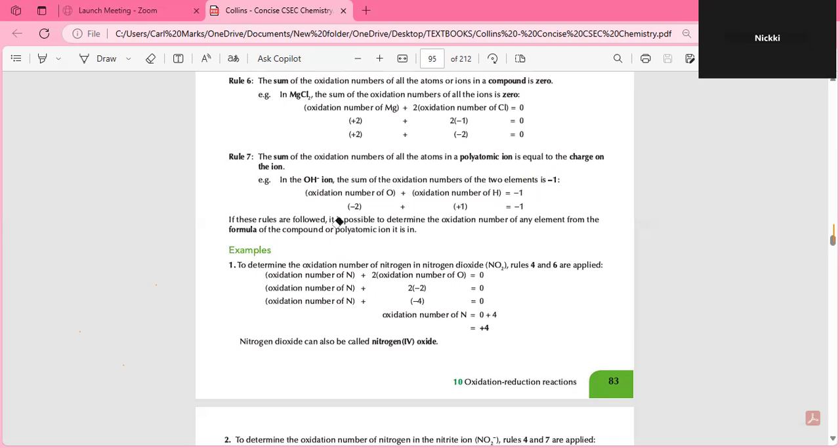let's look at oxygen, right? We know oxygen is a -2. But in this case, if oxygen is -2, that means the hydrogen has got to be a +1. And when we add these two, we end up with a -1, which gives us the charge on the ion here. You see the relationship? Good. So that's our last rule.